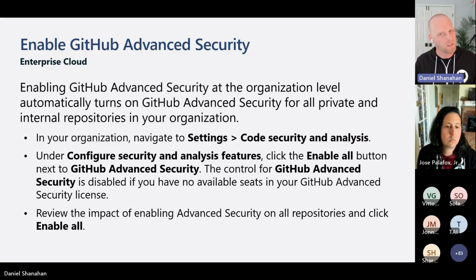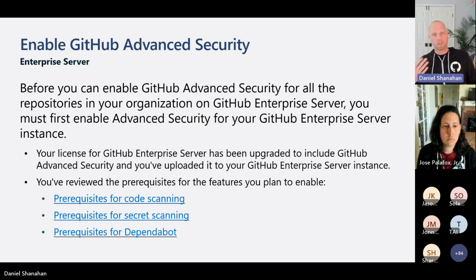If we take a look at the steps, the mechanics behind actually turning this on for Enterprise Cloud, it's pretty straightforward. When you provision a license for GitHub Advanced Security, the entitlement, the rights to use this software, is automatically available to you, and you can go directly into your enterprise configuration or your organizational configuration and turn on these services. You'll see a big enable all button. I'll show you what that looks like in a few moments, and you can actually turn it on in that manner. Now, with Enterprise Server, the steps are a little bit different.